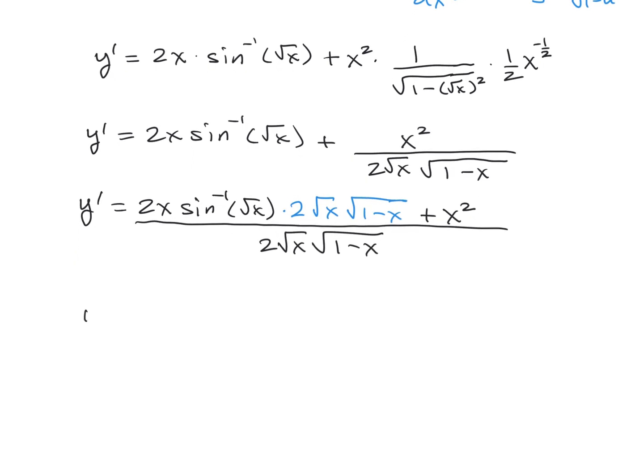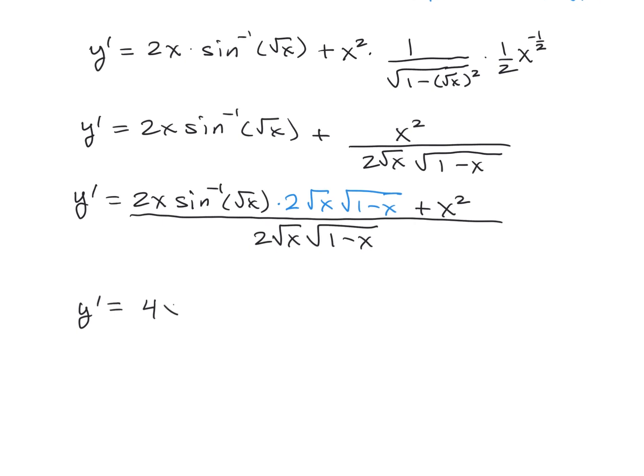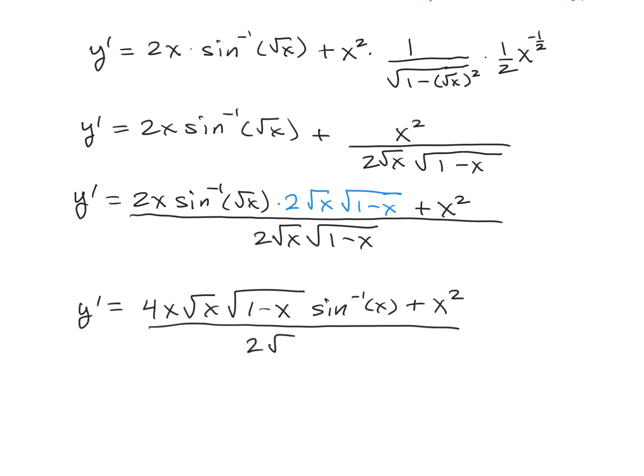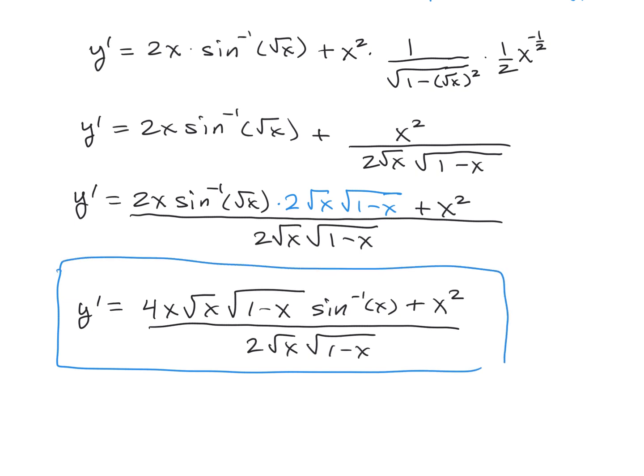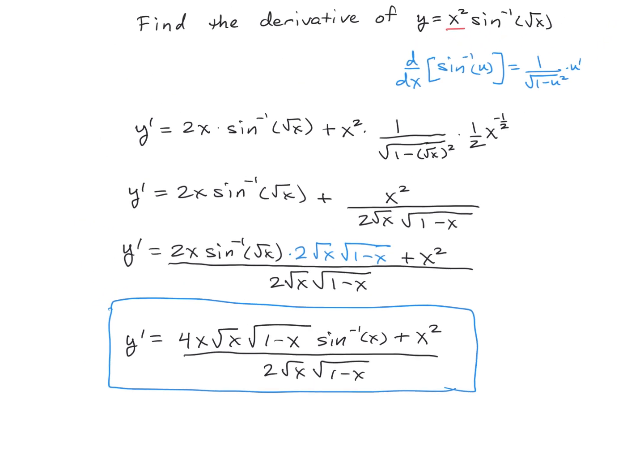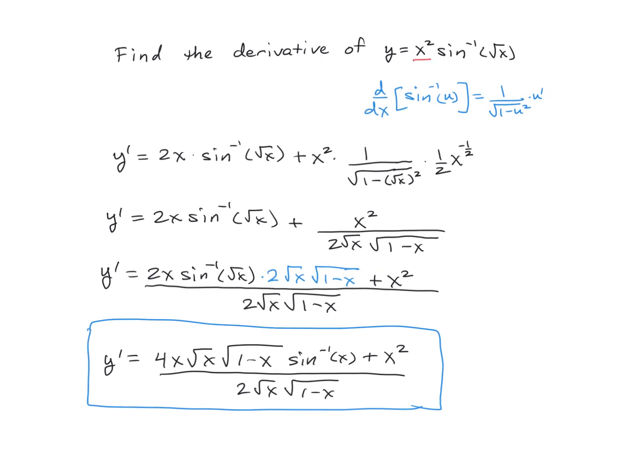And now if we combine and clean up some of these product terms, we're going to have the two 2's multiplying to make a 4, and then we're going to have an x, and then we're going to have the square root of x and the square root of 1 minus x times the inverse sine of x plus an x squared all over 2 square root x square root 1 minus x. And we really can't do anything more with this derivative answer. So therefore we found the derivative of that function using both the product rule and the chain rule.